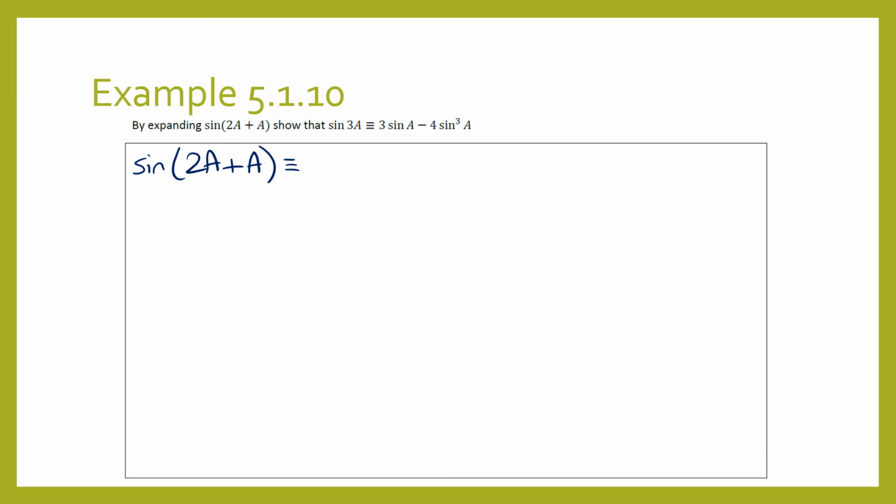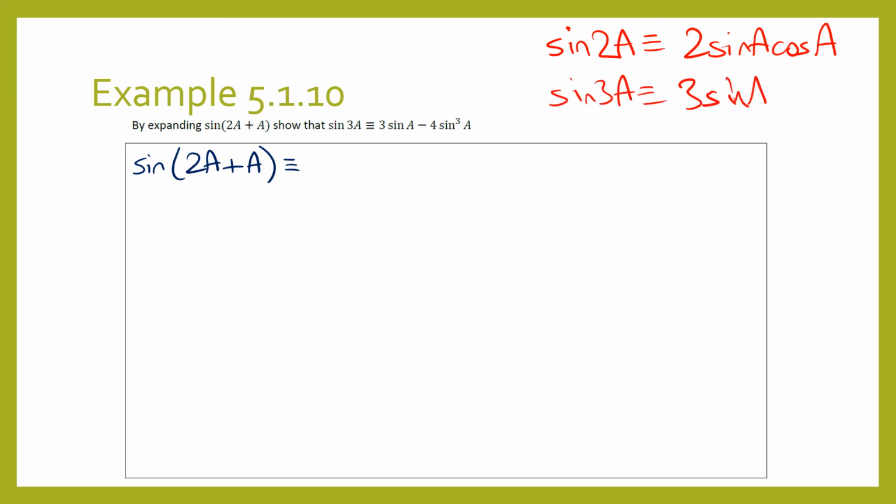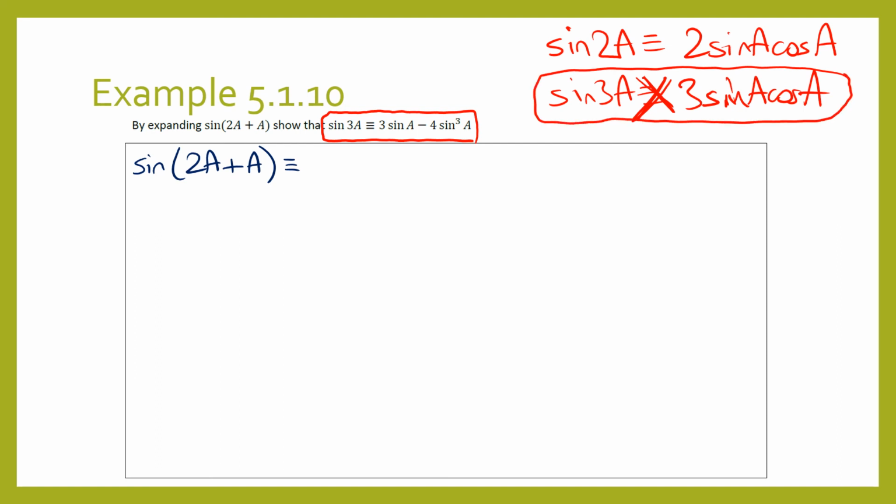First I want to point out a common misconception. Because sine 2a happens to be 2 sine a cos a, sometimes people jump to the conclusion that sine of 3a must be 3 sine a cos a, but that is not true. It isn't. Sine of 3a is not 3 sine a cos a. This is what it is going to be, 3 sine a take away 4 sine cubed a. It's not 3 sine a cos a. So please don't jump to that conclusion. It's a common error that we often see.